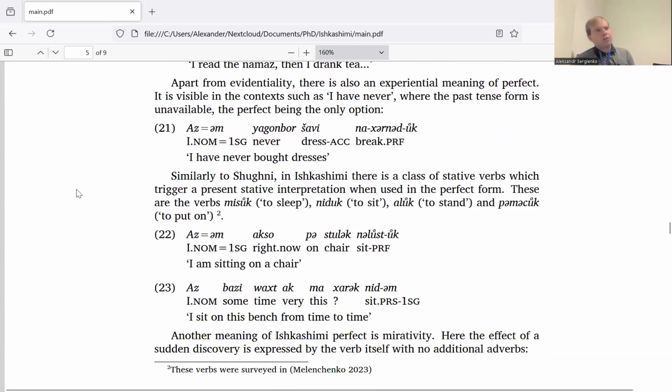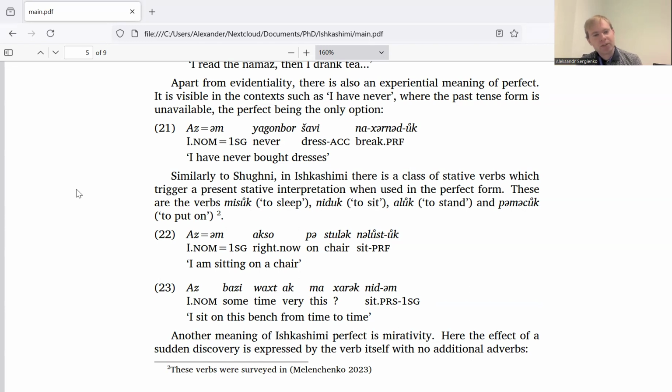And just to pay respects to the work by Maxim Milenchenko, similar to Shugni, in Ishkashimi there's a small class of stative verbs, which trigger present stative interpretation when used in the perfect form. So basically you use them in the perfect form, but you refer to present states. These are the verbs misuk, niduk, aluk, and pometsuk, right? So at least the same class as in Shugni, maybe there are more. I don't know it yet.